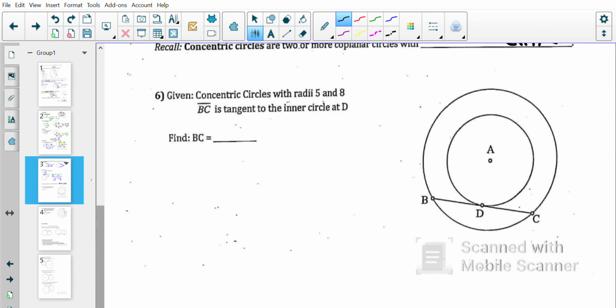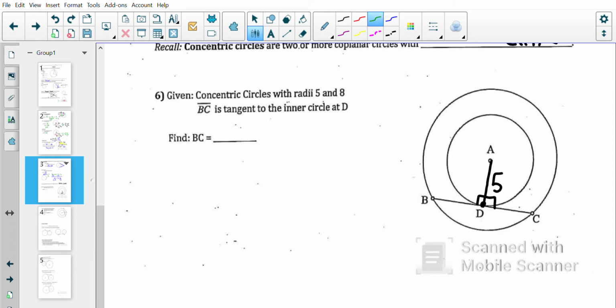All right, so here we have concentric circles with radii 5 and 8. BC is tangent to the inner circle at D. So I'm going to obviously draw in my radii. The first radius I'm going to draw is going to be from A to D. Obviously, that's going to be my smaller radius. So the smaller circle will have a radius of 5. And what happens when a radius touches a tangent? We're going to get right angles. And then they're saying the bigger radius is 8.